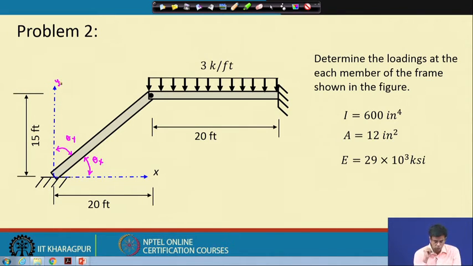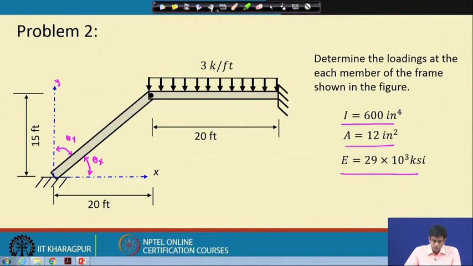So, this is my global y axis. So, both the ends of this member are fixed. As we know, since both the ends are fixed, all the kinematic degrees of freedom at these two ends are known to us, and there is a UDL acting on the horizontal member, that is 3 kilopound per feet, and these are the properties I, A and E. With this we want to solve this problem.